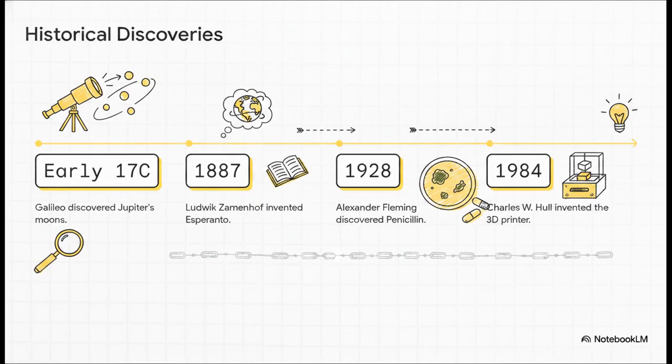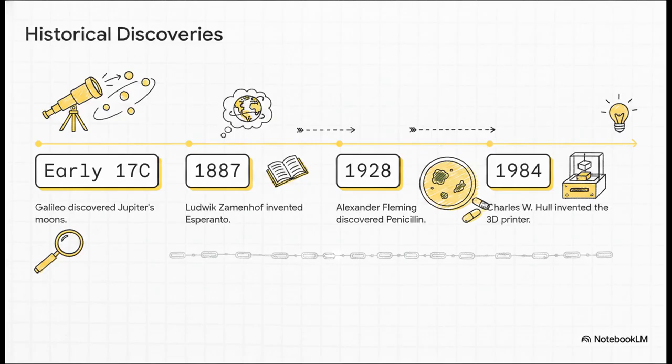In the early 17th century, Galileo discovered Jupiter's moons. Jump to 1887, Ludwig Zamenhof invented Esperanto. And actually, fun fact about that, he was really hoping it would become this universal second language to foster world peace. Fast forward to 1928, Alexander Fleming discovered penicillin.